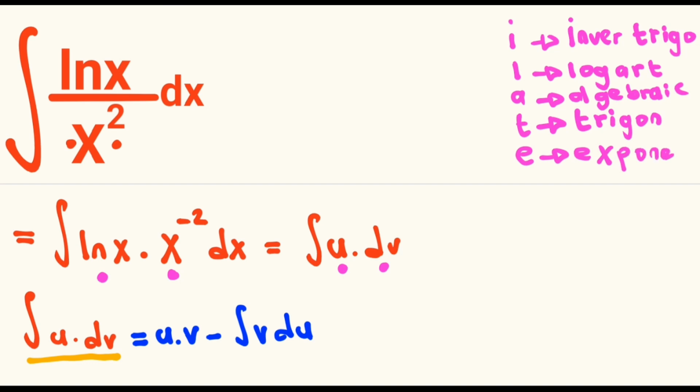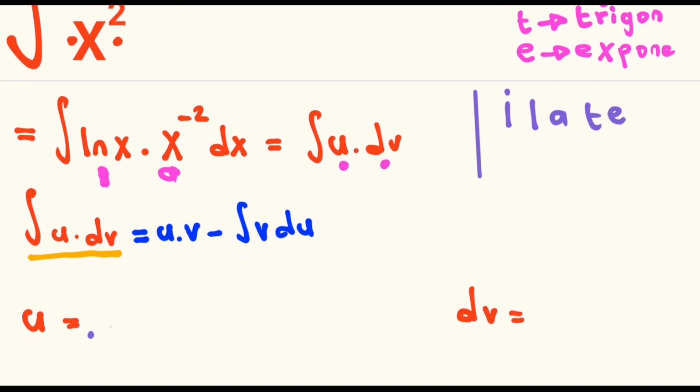The ln of x is a logarithmic function represented by the letter L, and the x raised to the power negative 2 is an algebraic function represented by the letter A. On this ILATE rule platform, the first letter between the L and the A will represent the function which will be equal to the u, and the other letter will represent the function which will be equal to the dv.